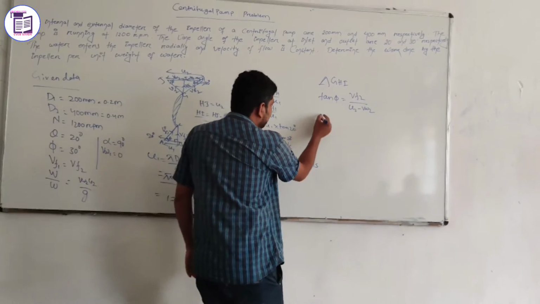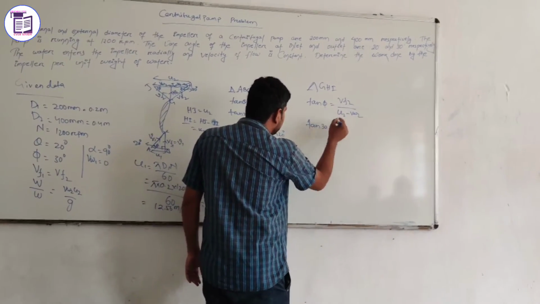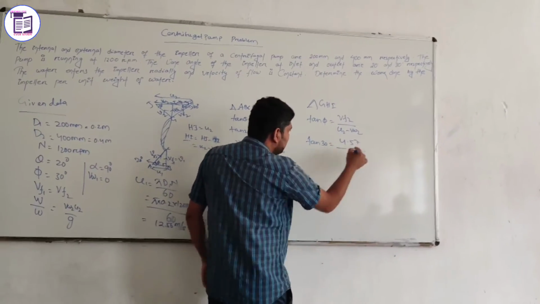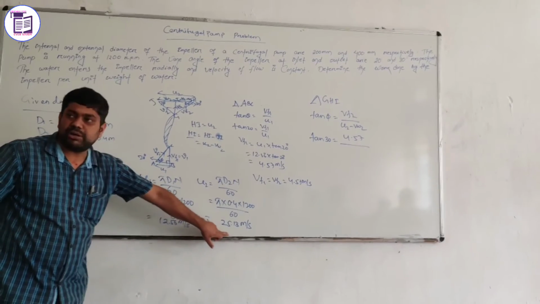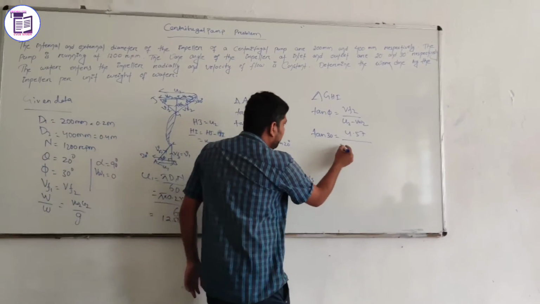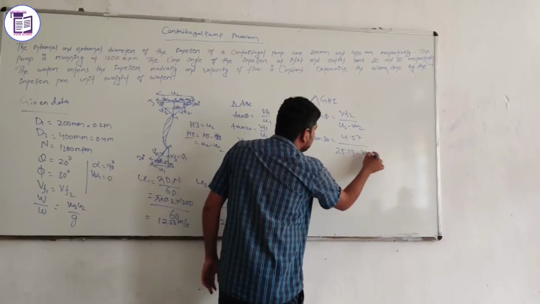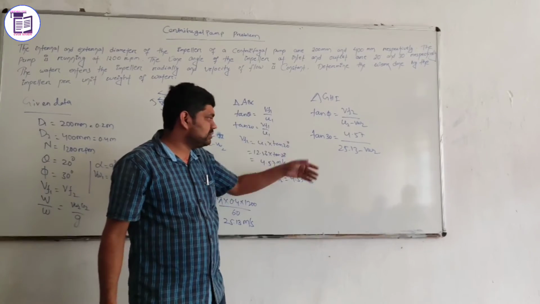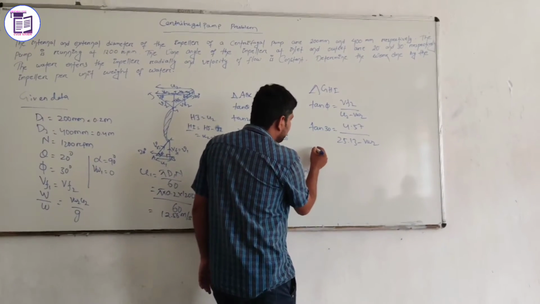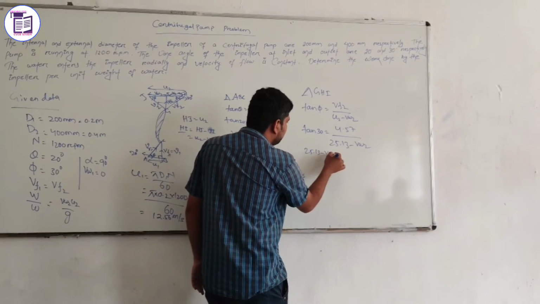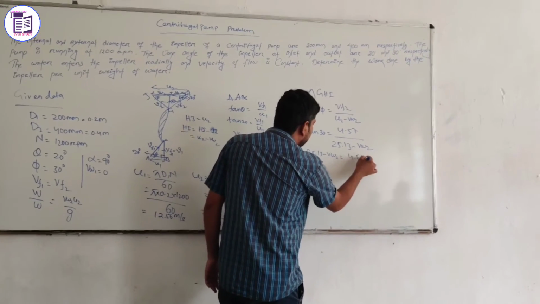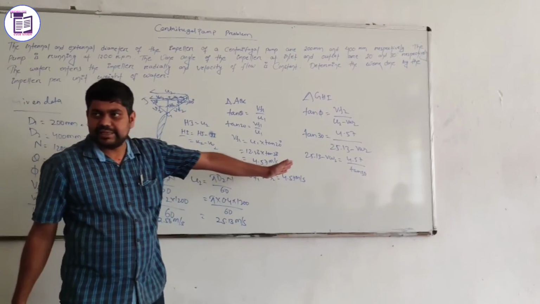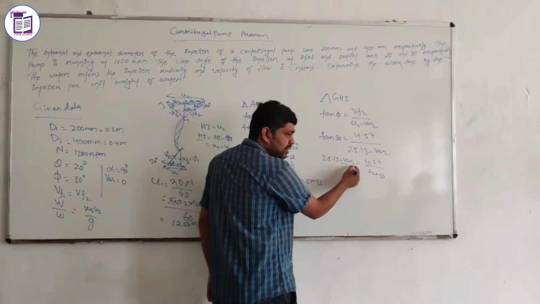Because phi is given as 30 degrees, tan 30 is equal to VF2, which is 4.57. Now put the value of 4.57 by U2, already found as 25.13 meter per second, minus Bw2. You don't know the value of Bw2. From this relation we can find Bw2. Now cross multiply with each other. Then you can write 25.13 minus Bw2 is equal to 4.57 by tan 30.